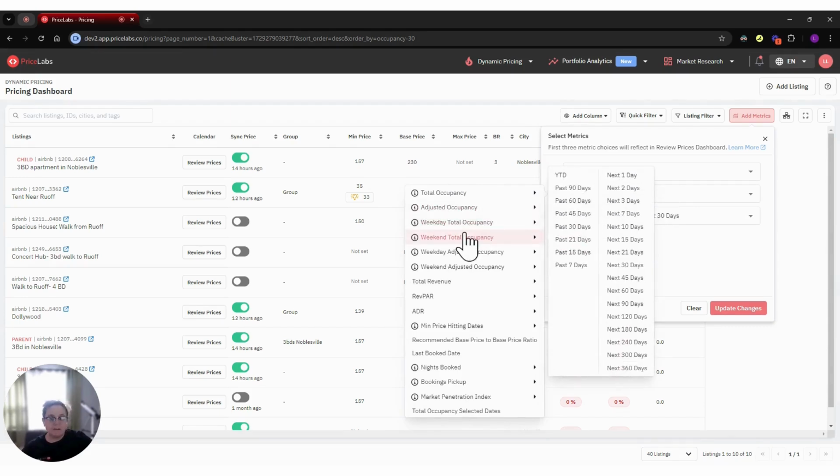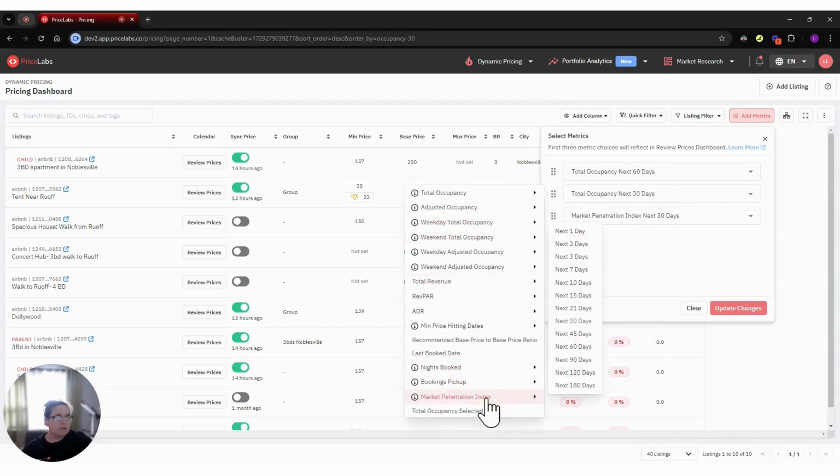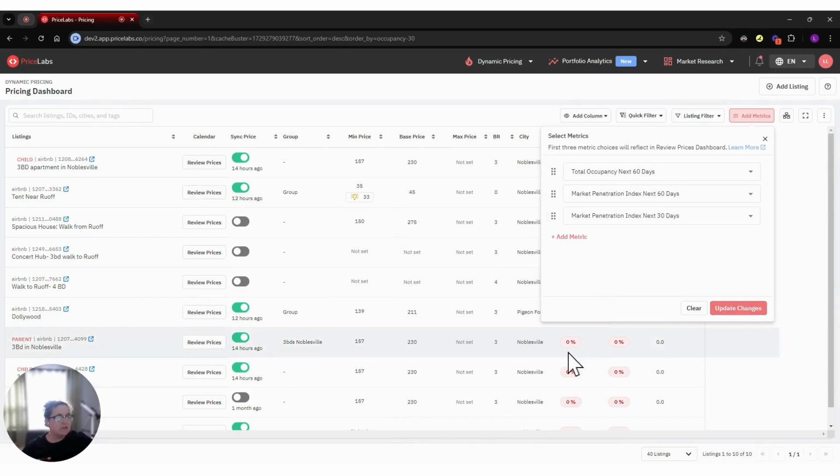Another very, very useful one is going to be the market penetration index. This is one of those you may have to hover over. So the market penetration index takes your listing's occupancy and divides it by the market occupancy, which essentially then gives you a good idea of where you stand compared to the market. To make things a little bit easier on us, I'm going to choose next 60-day for that as well, so that it shows side by side.